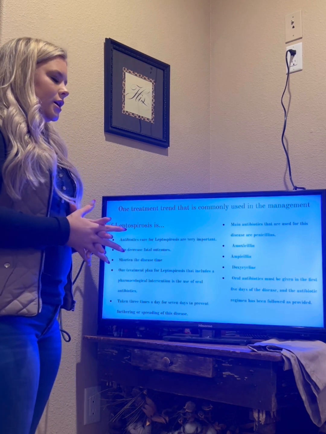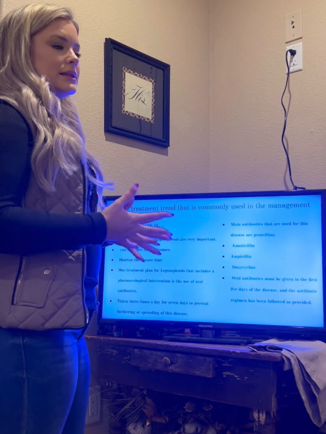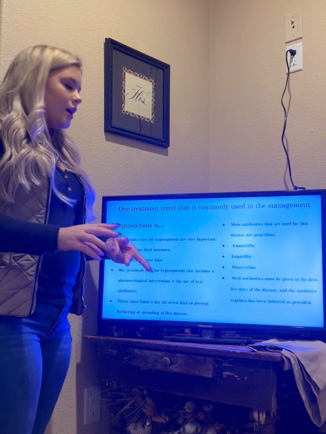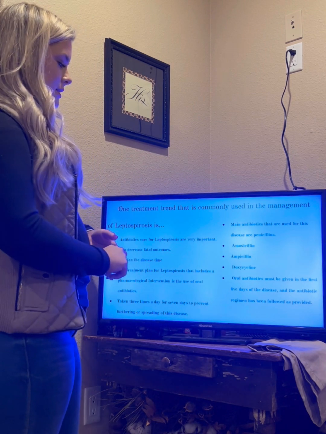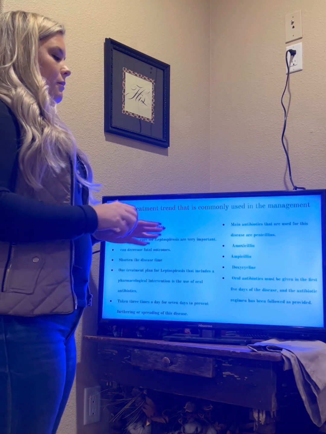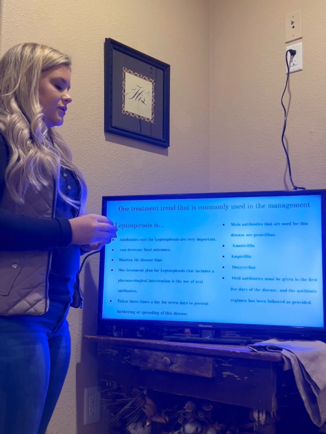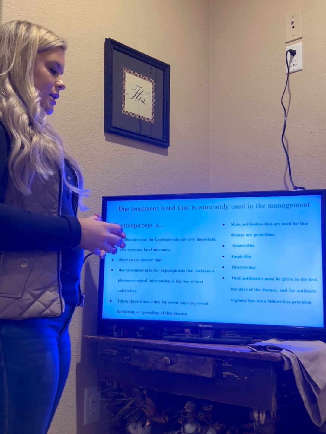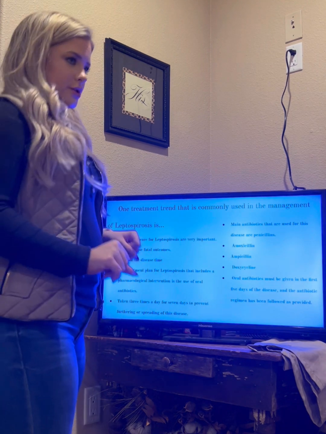The main antibiotics that are used for this are penicillins, like ampicillin, amoxicillin, and doxycycline. Oral antibiotics must be given in the first 5 days of this disease, and the antibiotic regimen must be followed as the doctor provides.